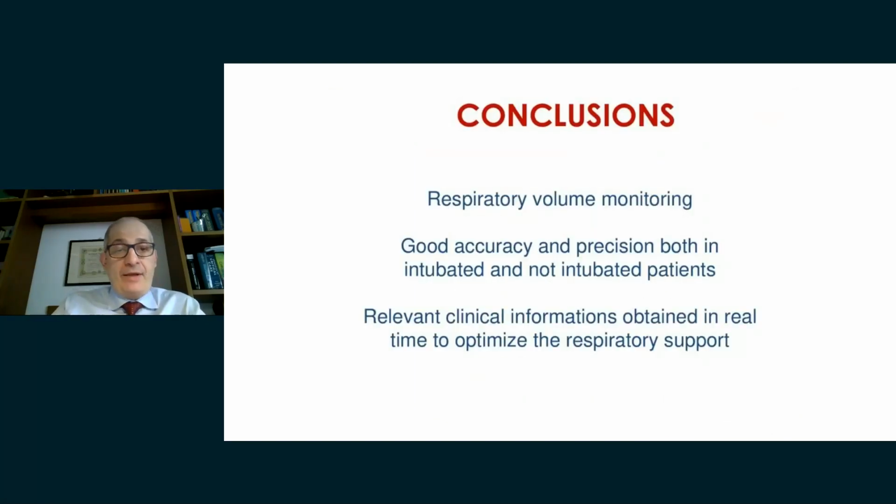So, the conclusion of my talk. Now, dear colleagues, we have the possibility of respiratory volume monitoring. This system presents good accuracy and precision, both in intubated and non-intubated patients. And we could have at the bedside, in real time, relevant clinical information to optimize the respiratory support during spontaneous breathing and non-invasive ventilation. Thank you very much.